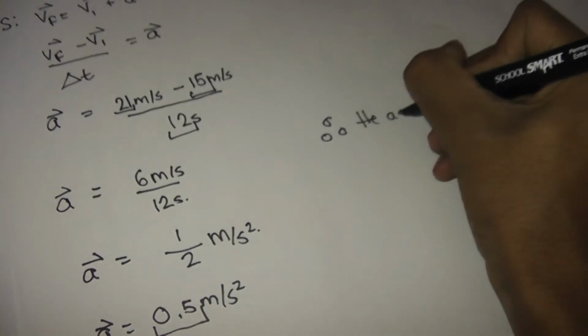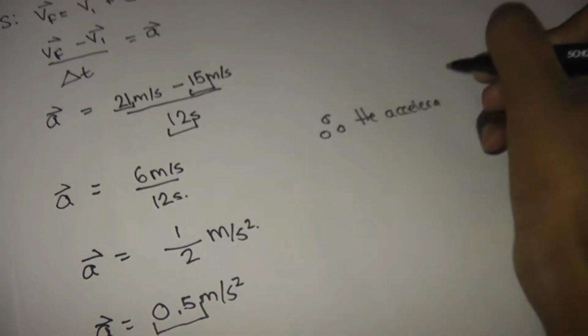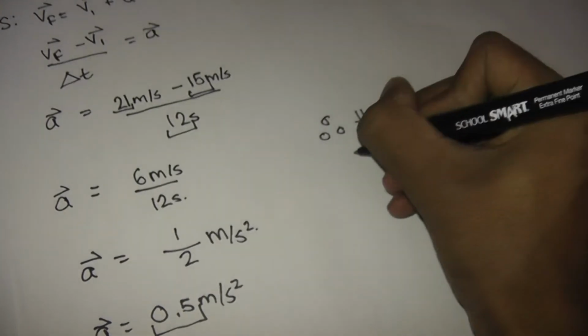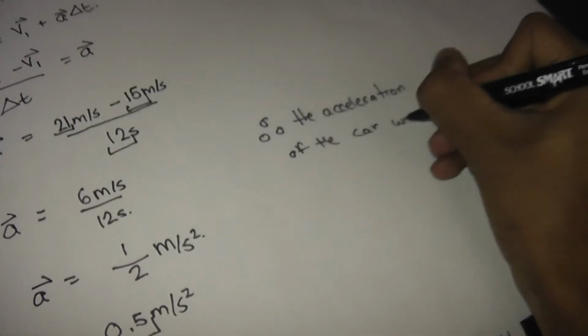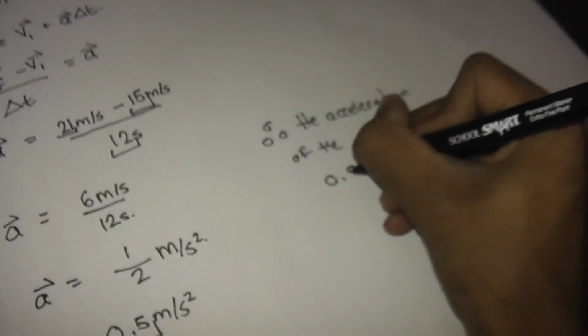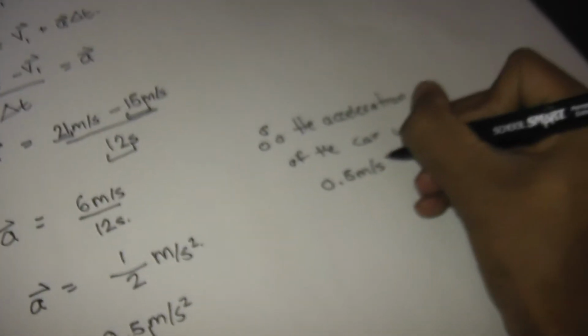So therefore, the acceleration of the car was 0.5 meters per second squared.